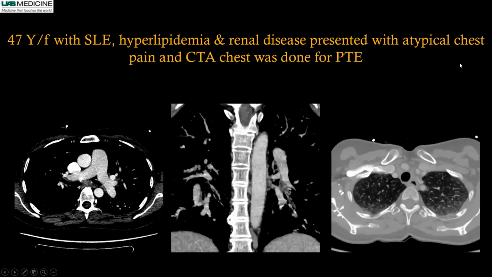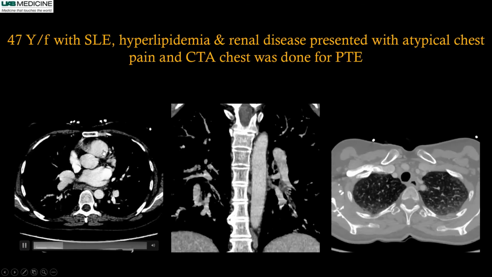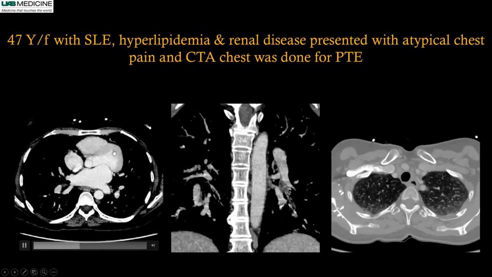Now, sometimes we see the effect of coronary artery disease on the myocardium incidentally, not looking at the coronary artery per se, but the effect on the myocardium from the disease. Here are a couple of examples. This is a 47-year-old female who has SLE, hyperlipidemia, and renal disease, presented with atypical chest pain, and CT, the most common indication in the ED, is for PE. So we did a PE study here, and not a great study, but still good enough diagnostic. We did not see any PE, but keep looking at the myocardium.